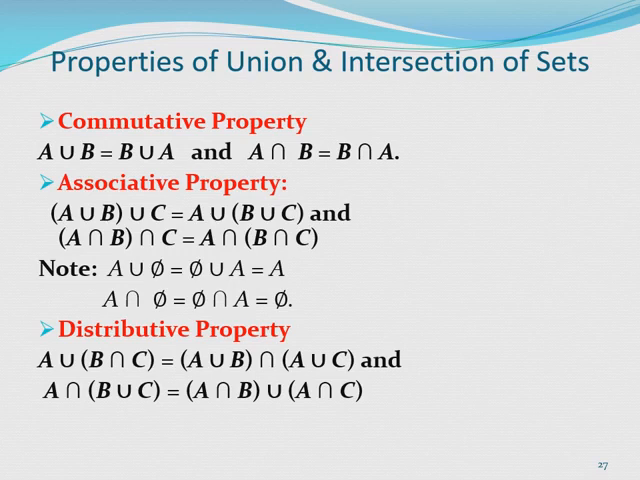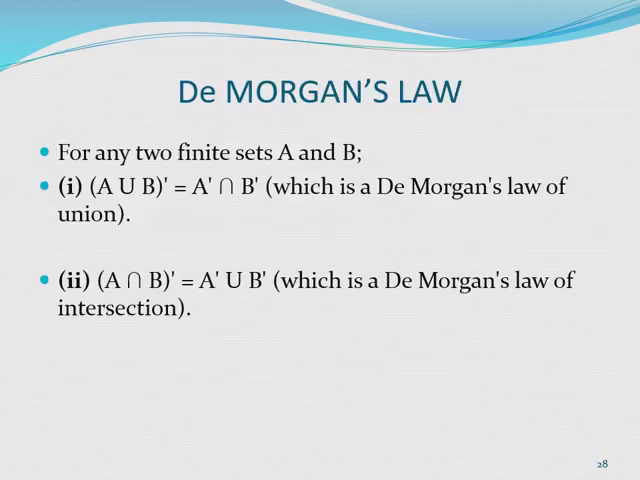The distributive property: A union (B intersection C) is equal to (A union B) intersection (A union C), and A intersection (B union C) is equal to (A intersection B) union (A intersection C). This is followed by De Morgan's law, the famous law, which is applied for any two finite sets A and B. The complement of A union B is equal to A complement intersection B complement, which is De Morgan's law of union. The same holds for intersection. The complement of A intersection B is equal to A complement union B complement.